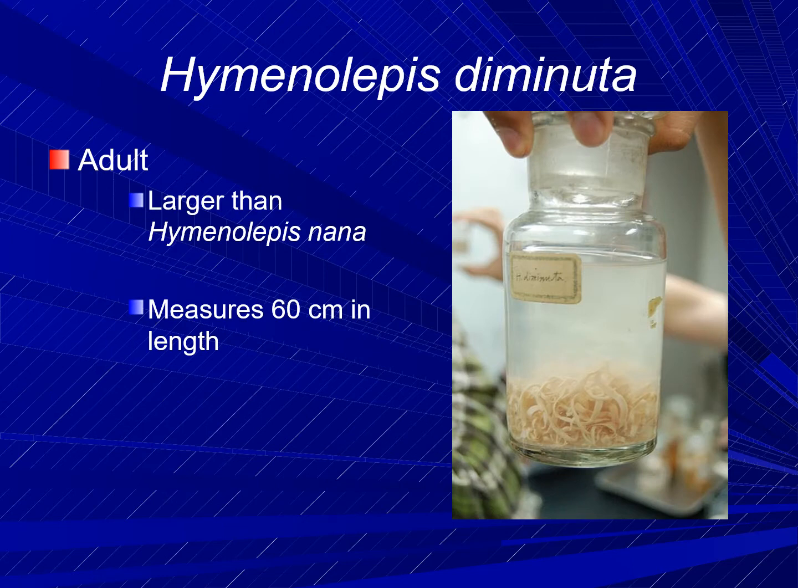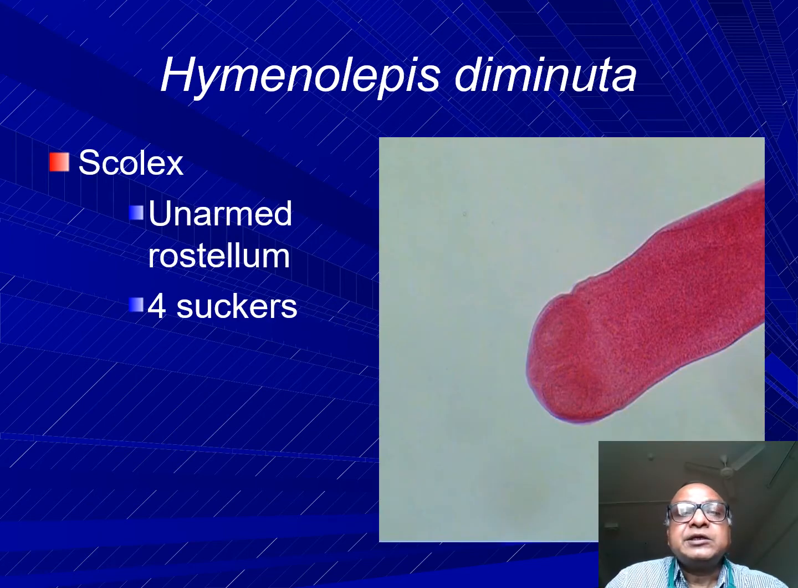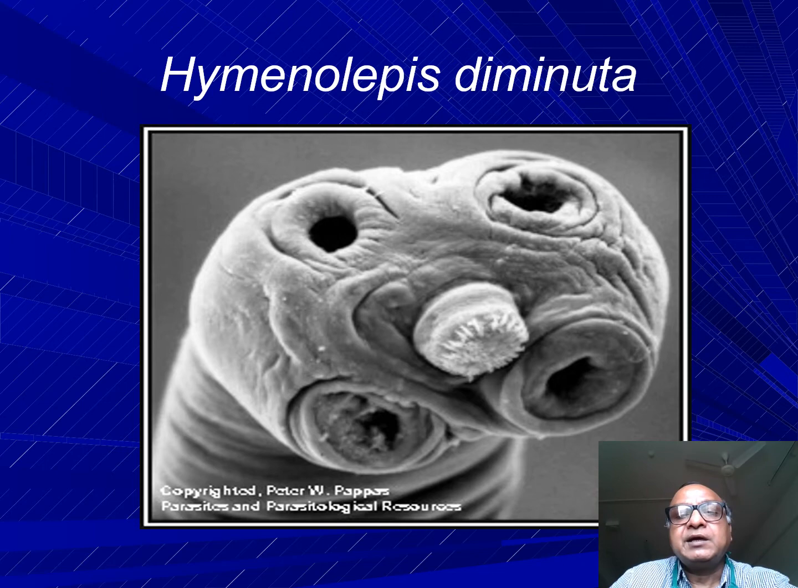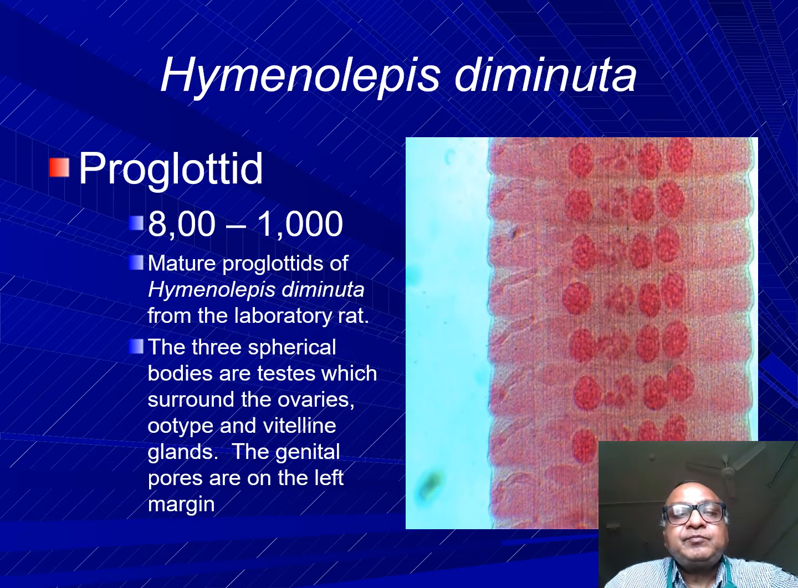You can see the specimen of H. diminuta, and not only the egg is larger, the worm is also larger, and it can measure up to 60 centimeters in length. These scolices have four suckers and unarmed rostellum. Proglottids recovered from the laboratory rat, 800 to 1000 proglottids. Three spherical bodies visible are the testes, which are on both sides of the ovaries.